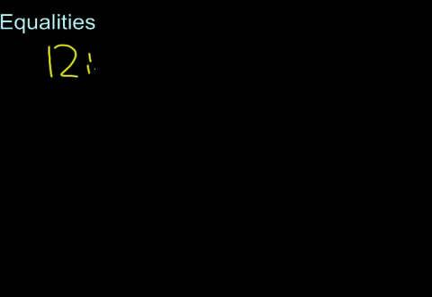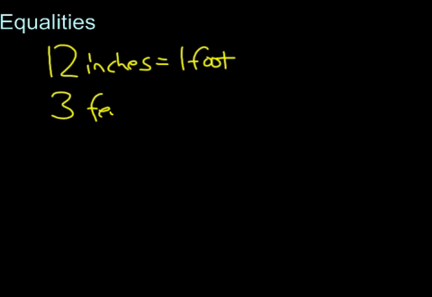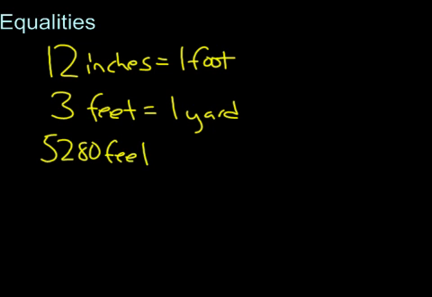In measurement, this happens a lot. This is how we do most of our conversions. So we know that 12 inches equals 1 foot if we were using traditional measurements. We also know that 3 feet equals 1 yard. The yardstick that you might have lying around the house is 1 yard, and that's not to be confused with a meter stick, which is actually a little bit bigger than a yard. We also know that 5,280 feet is equal to 1 mile.